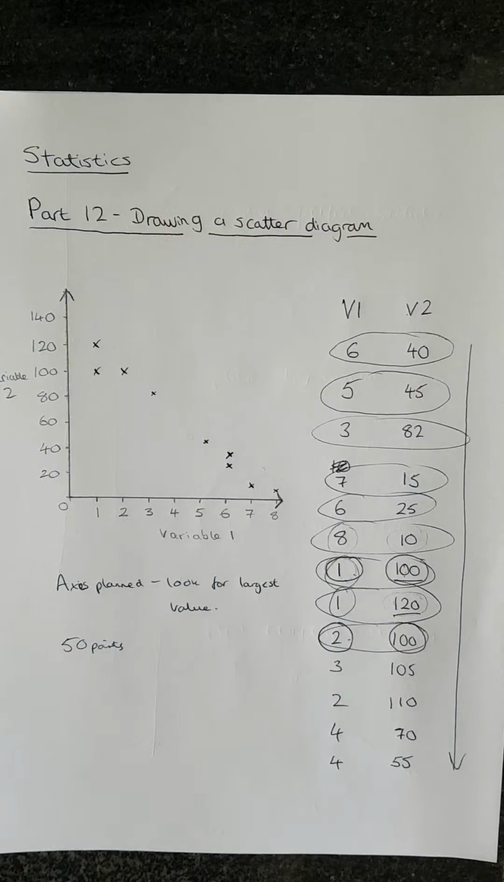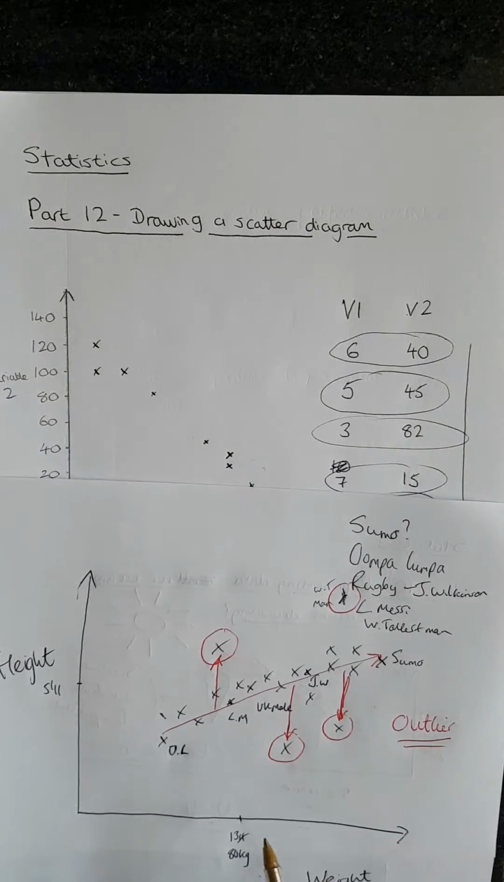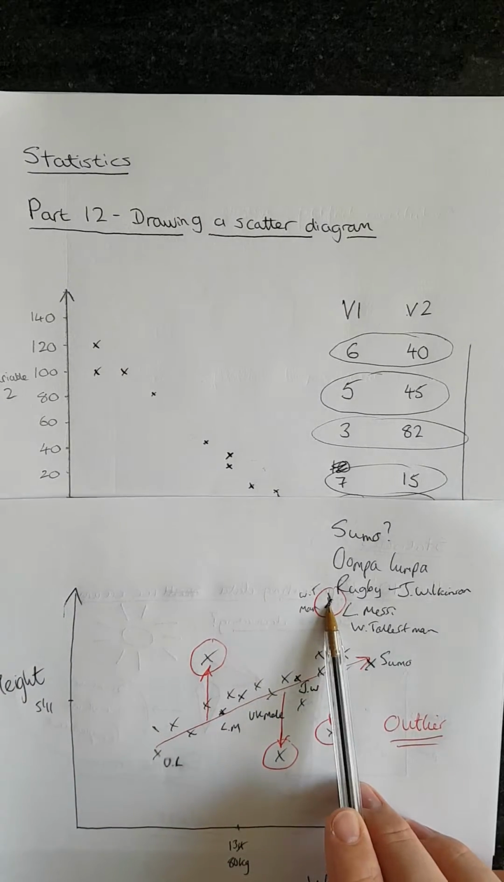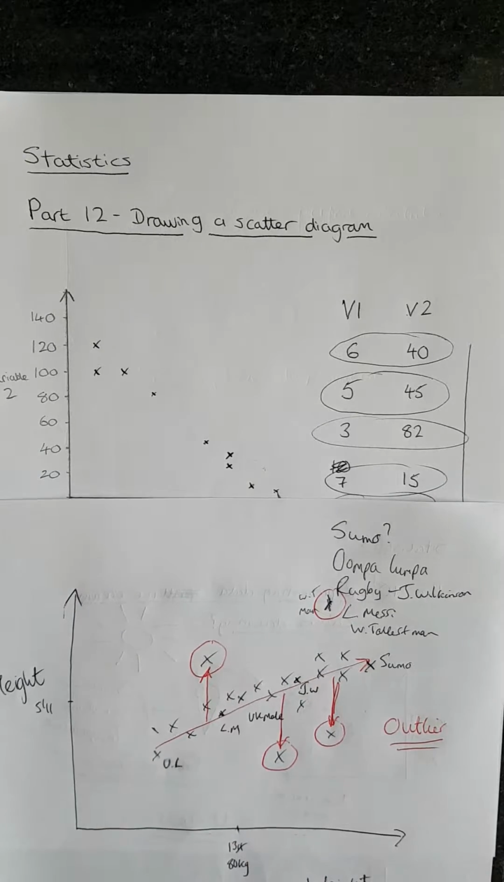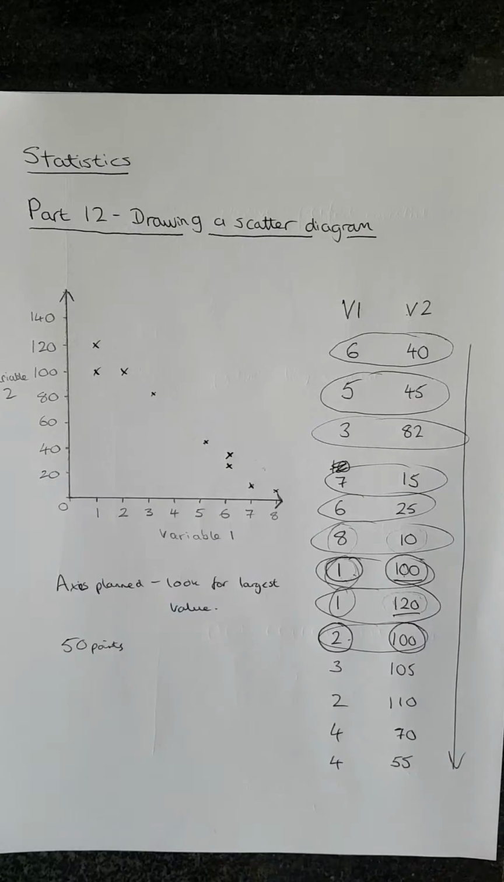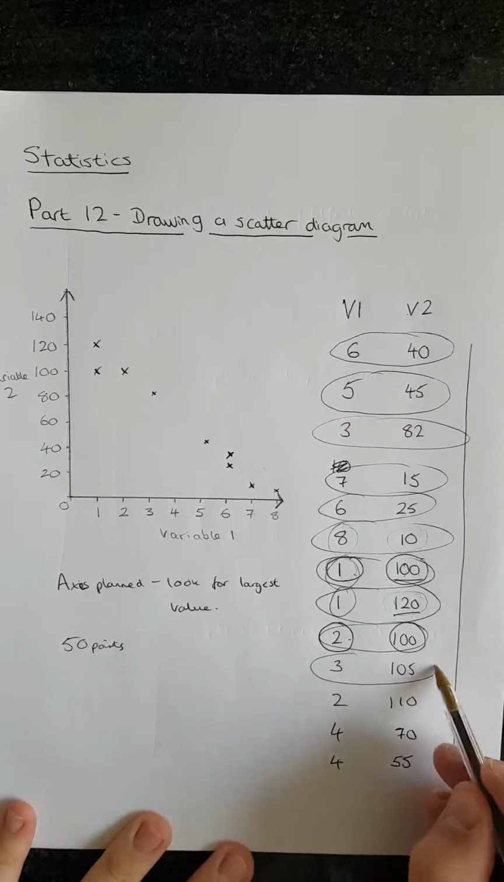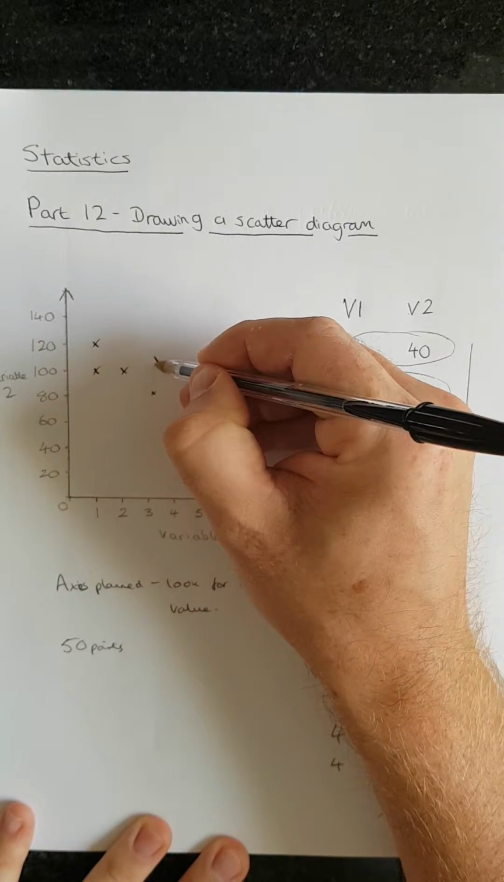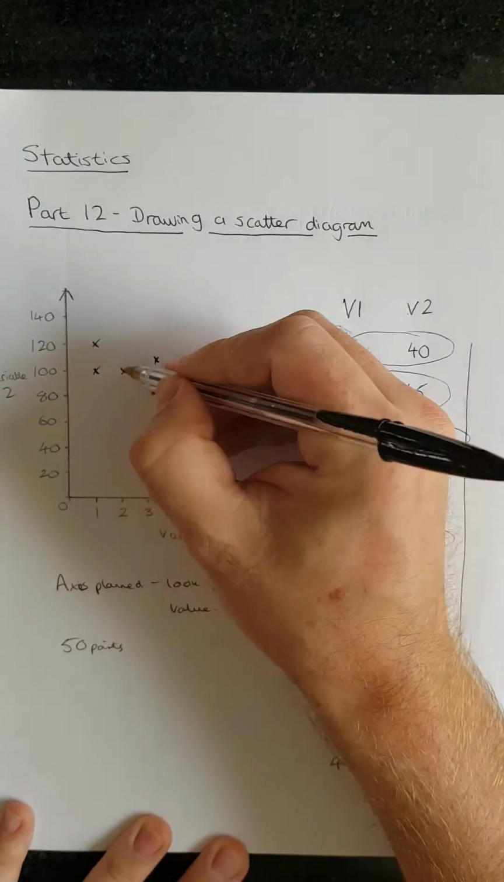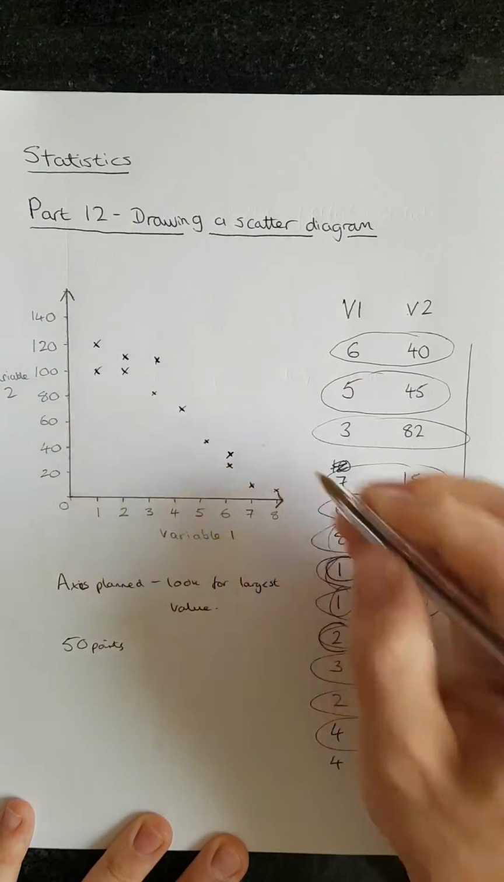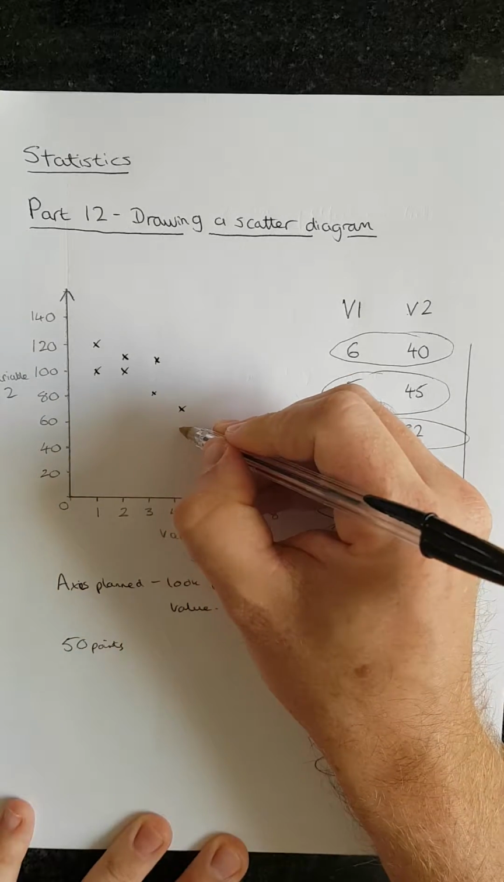Now, if you remember back to when we looked at people and we looked at height versus weight, what we saw was that some people are just a bit taller and a bit heavier than typical, like the world's tallest man didn't fit our pattern. That's okay. When you collect real life information, data won't fit a perfect line. 3 and 105. 2 and 110. 4 and 70, 4 and 55.